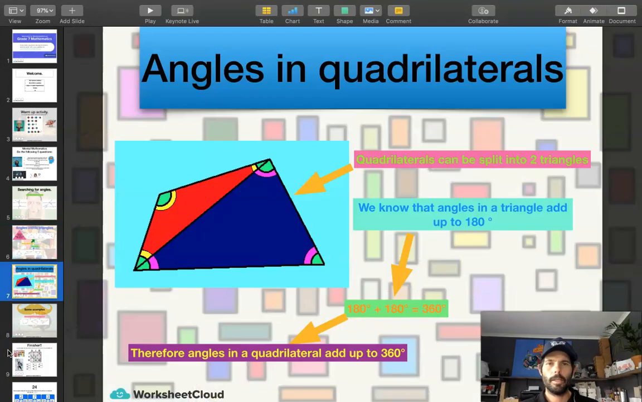All right, and that takes us on to angles in quadrilaterals. So what do the angles in a quadrilateral add up to? Well, they add up to 360. All quadrilaterals, all four-sided shapes. The reason behind that is, as you can see on the picture on your screen, I can divide any quadrilateral up into two triangles. We know that each triangle's angles add up to 180. So if I've got two triangles, it must be 180 plus 180. 180 times 2 is equal to 360. So that's the reason behind angles in quadrilaterals adding up to 360.